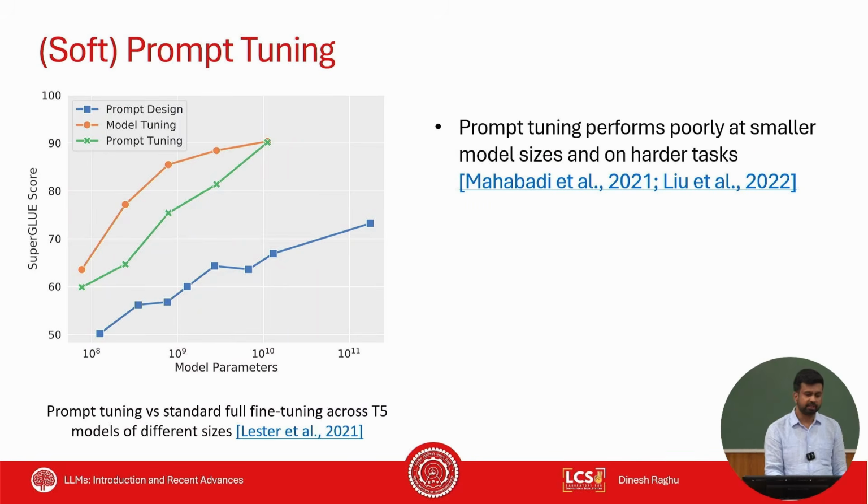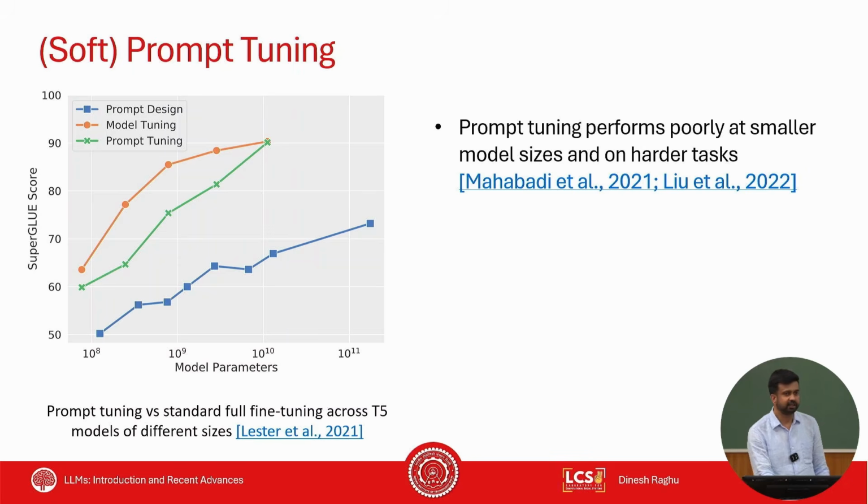Now, let's look at how it compares with full fine tuning. The graph in red or orange is full fine tuning, the graph in green is prompt tuning, and the graph in blue is simple prompt engineering, hard prompting. The x-axis is the number of parameters in the model that you're trying to fine tune. From 10 power 8 to 10 power 10 are the family of T5 models.